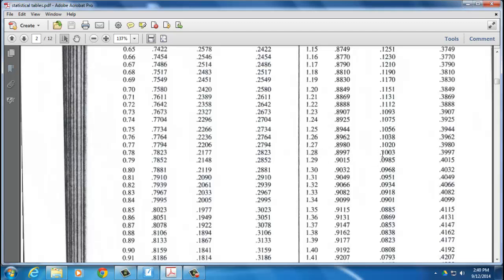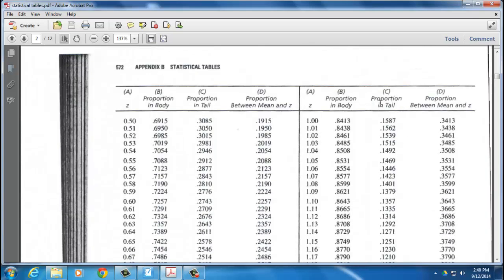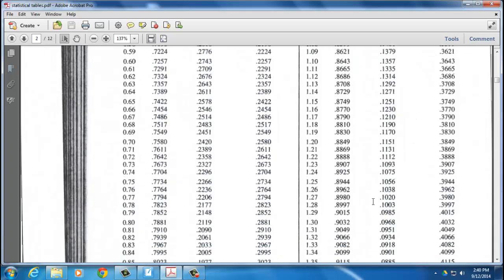Same thing with the tail. If we were using the tail, we would be looking for the closest number to 0.10 in the tail. Remember, this is the proportion in the tail. So this one is 0.003 away from 0.10. This one is 0.0015 away from 0.10. So both cases, we are being directed to look at a z-score of 1.28.